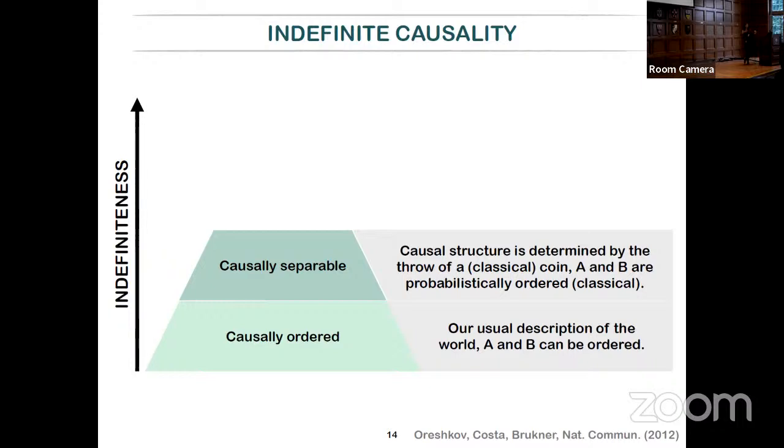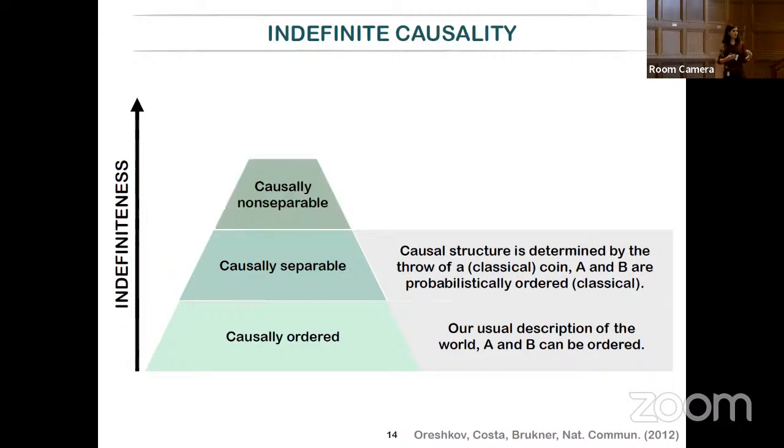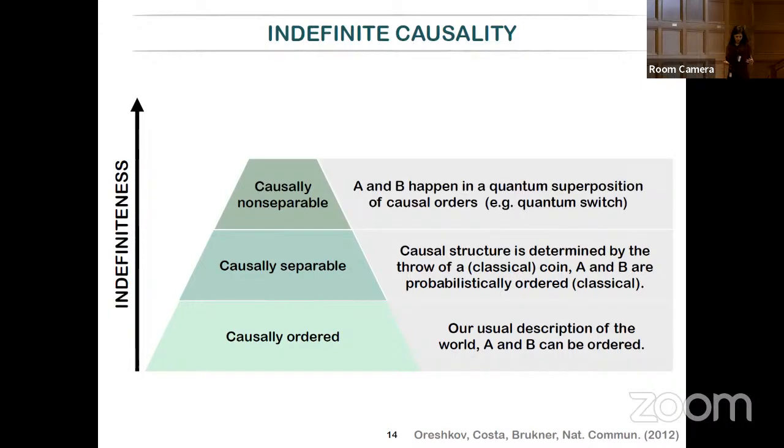You can think of that as mixed states, for instance. Imagine the difference between a mixed state and an entangled state: an entangled state cannot be written as a probabilistic mixture of pure states. The same holds for causally non-separable processes. If I cannot write a process matrix as a probabilistic mixture of causally ordered processes, then I have a causally non-separable process matrix. An example, for those of you who know it, is the quantum switch. The quantum switch is causally non-separable because it is a quantum superposition of causal orders: a superposition of a case where A happens before B, and a case in which B happens before A.